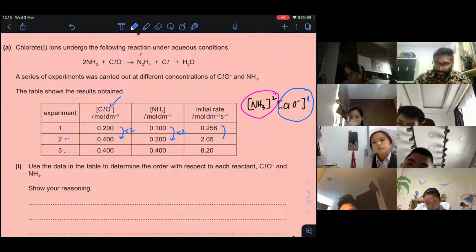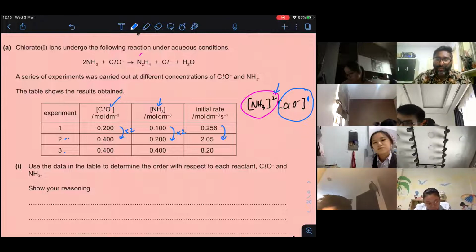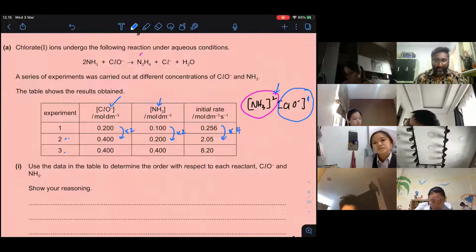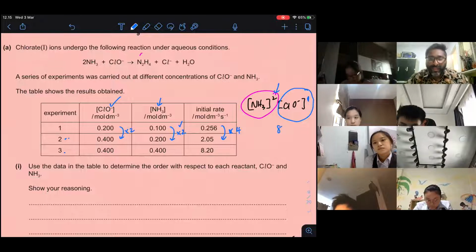And I know that if I use ammonia times 2, because it's second order, it's going to be 2 to the power of 2. It means times 4. It must be times 4. But let's see, is it only times 4 related to ammonia? So 2.05 divided by 0.256, I'm going to get 8. So it's not times 4, it's times 8.